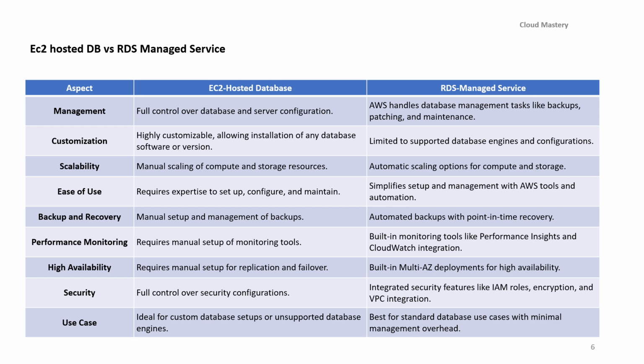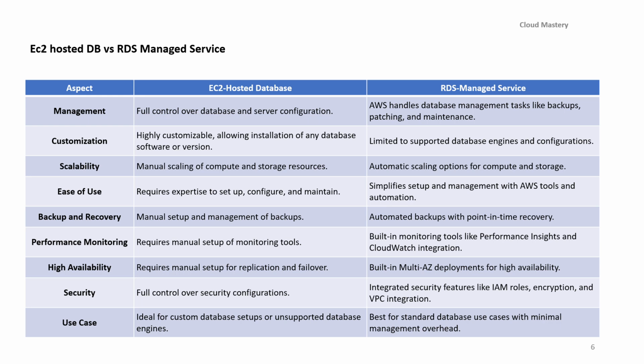In respect of high availability, it requires manual setup for any kind of replication and failover. But if you go with RDS, then you have the option of Multi-AZ deployment and high availability, and you can easily get the benefit for your production environment of data sharing and load sharing. In respect of security, you have full control over the security configuration at the compute level, and in RDS you have integrated security features like IAM roles, encryption, and VPC integration.